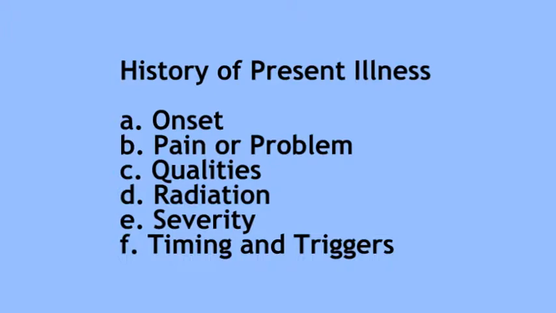And T is for timing or triggers. What is the timing of the pain? Is it continuous all day, or are there certain things that trigger it, like cold weather or prolonged standing? So that's how we take a history of present illness for a pain complaint. The same sorts of descriptors can be applied to all sorts of medical concerns. So OPQRST.